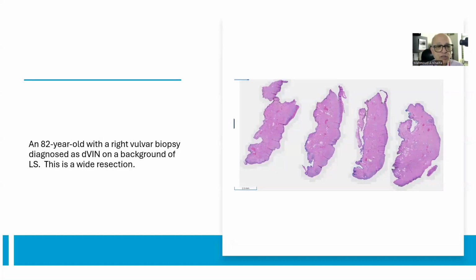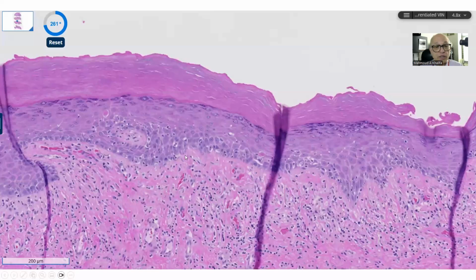This is an 82-year-old, and she had a right vulvar biopsy that was diagnosed as DVIN, and this is the wide excision. You can see here the epidermis. I want you to notice that the upper epidermis is pink, but the lower epidermis is dark because the nuclei are prominent. This is what we call basal cell prominence of the nuclei. You have individual cell keratinization, you have mitosis.